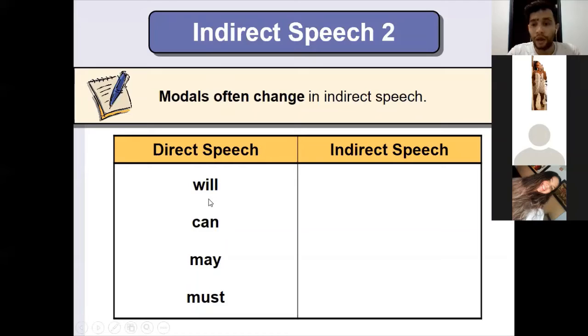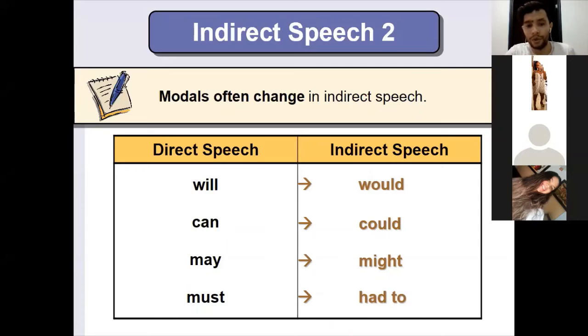For example, will. Will is a modal verb, but it's also an auxiliary verb, and it's used to talk about the future, right? So when we have a future sentence, we are supposed to use the conditional form in reported speech. So will becomes would. Can becomes could. May becomes might. And must becomes had to, right? Again, will becomes would, can becomes could, may becomes might, and must becomes had to, all right?